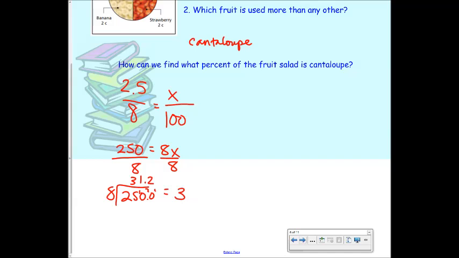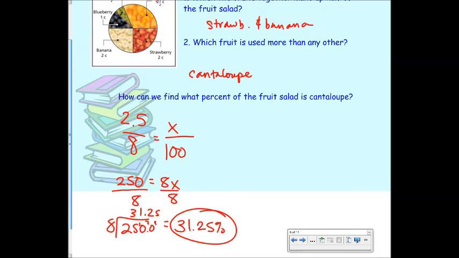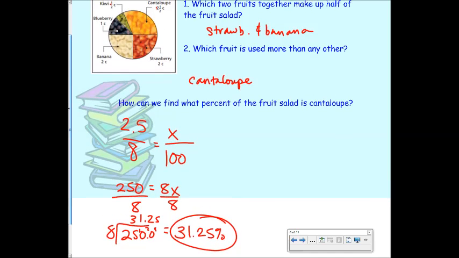31.25%. So cantaloupe is 31.25% of the fruit salad. Can you change this proportion to figure out any of the fruits? Yes. Which number would change? The top, the 2.5. Would anything else change? No, it would always still be out of 8.